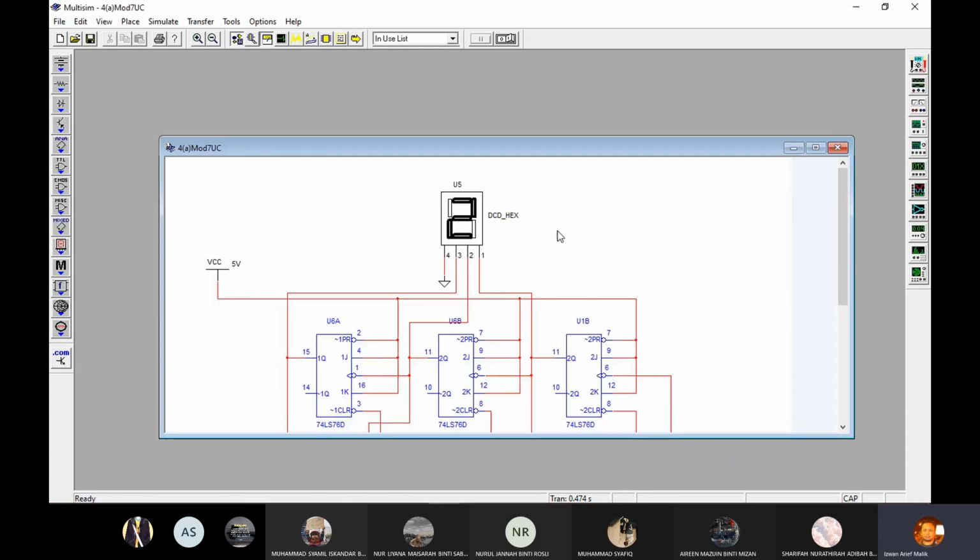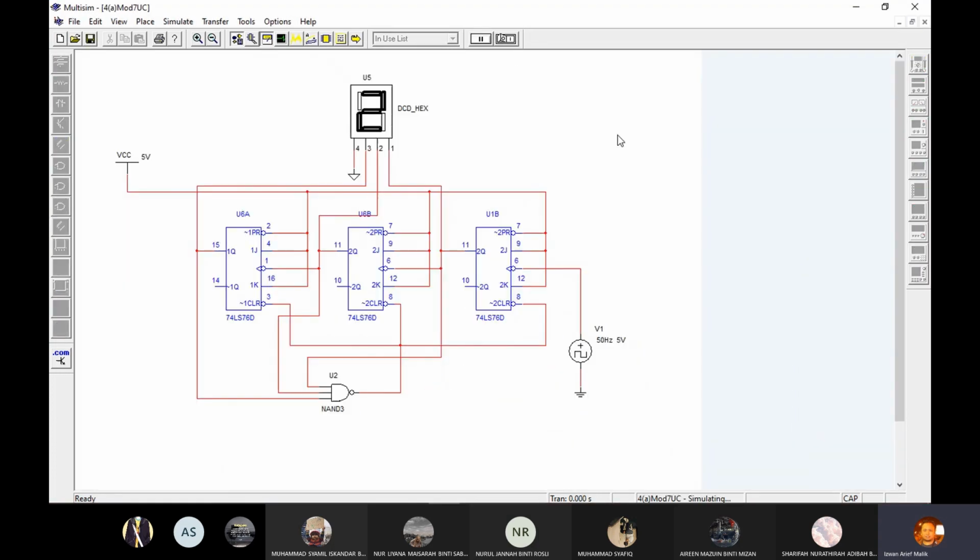Okay, this is mode 7 up counter. 0, 1, 2, 3, 4, 5, 6, back to 0. Okay, 7 tu tak sempat keluar pun. Dia masuk sekejap, terus dia reset, jadi 0. Right, so that is how you design them lah.